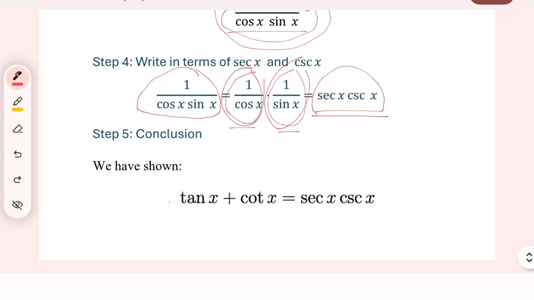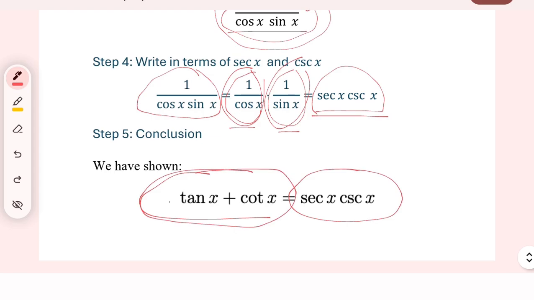Therefore, we have shown that the left side is indeed equal to the right side, because we converted this into 1 over cosine times 1 over sine, which is equal to secant x cosecant x.